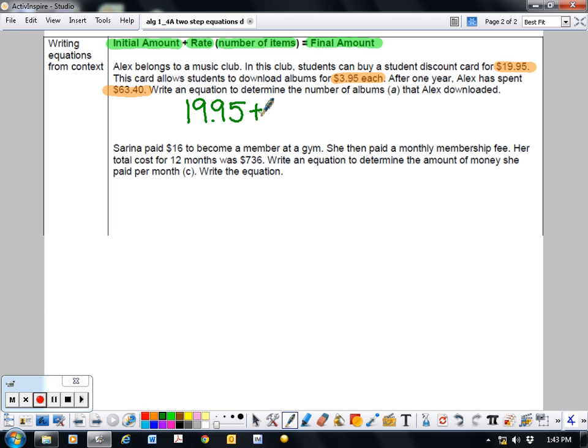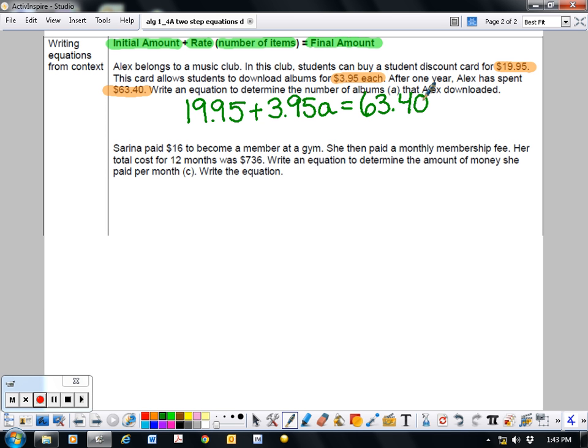Then I'm going to add in the rate. How much did each album cost? So I added on $3.95 cost for every single album that we buy. And then altogether, that's going to cost us $63.40. And we're going to talk the next time about how do I solve this when it has decimals, and how do we work with the decimals?